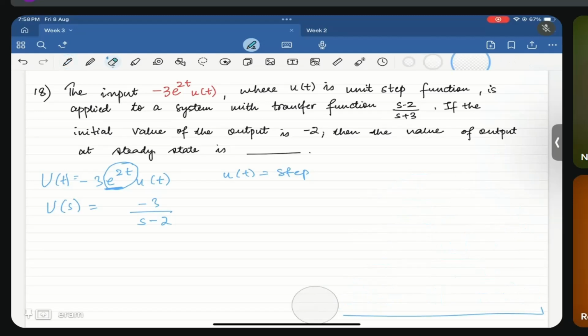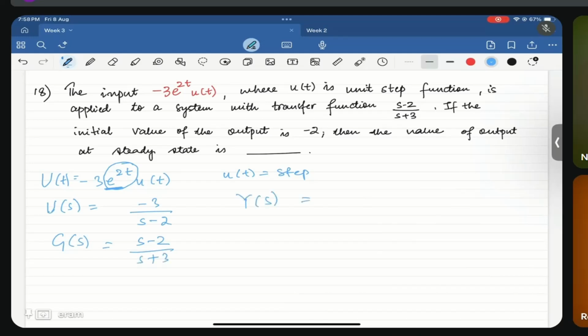So this is the input in this case, and the transfer function is (s minus 2) by (s plus 3). So the response will be (s minus 2)/(s plus 3) into U(s), and U(s) is minus 3 by (s minus 2). So this will cancel out, and it is minus 3 by (s plus 3). So this is the response.